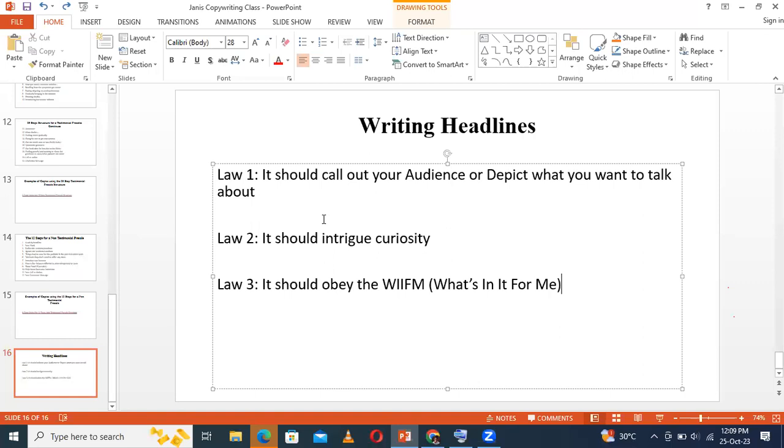This law 3, you don't need to obey it sometimes. But first of all, your headline should call out your audience and depict what you want to talk about. Number 2, it should intrigue curiosity. And number 3, you should obey the law of WeFM.